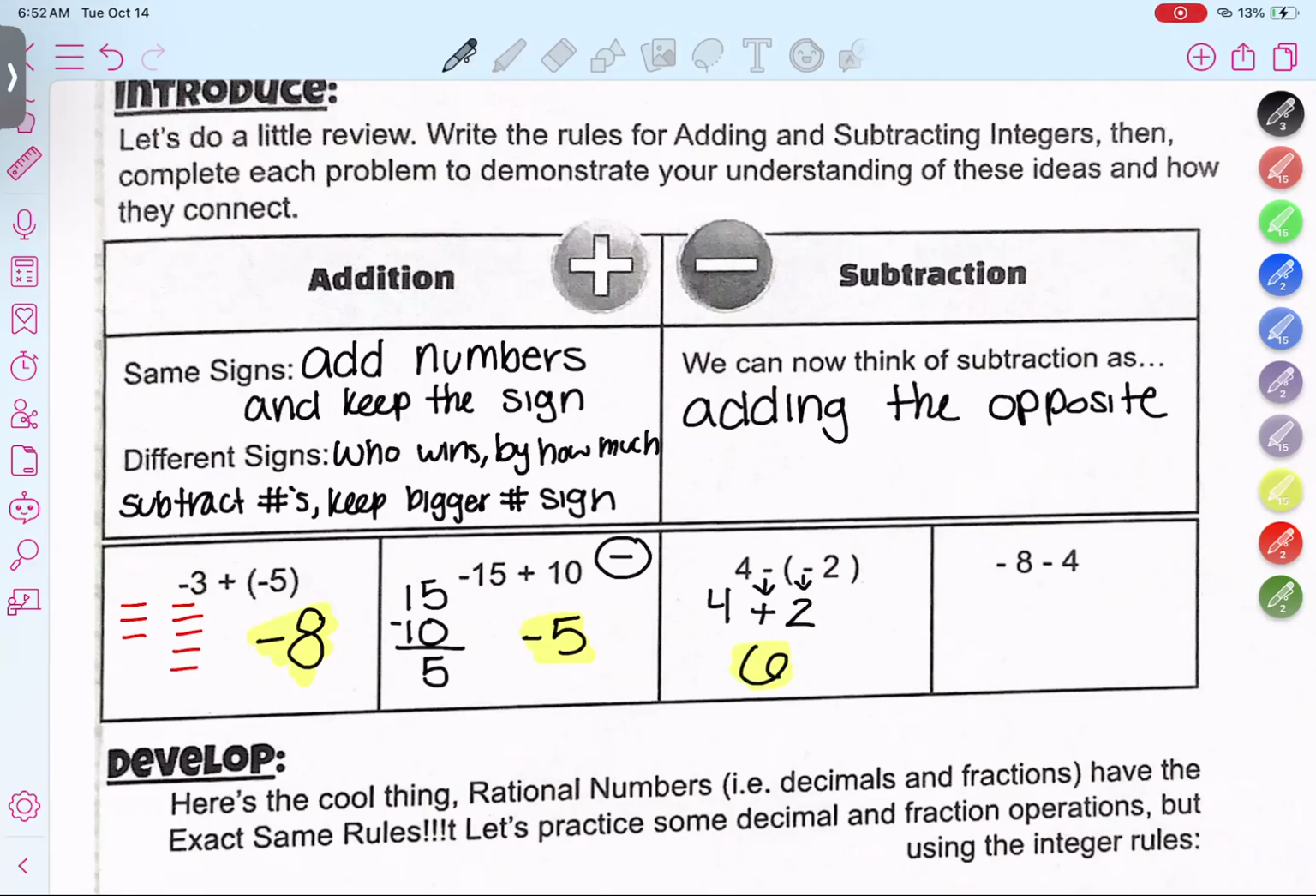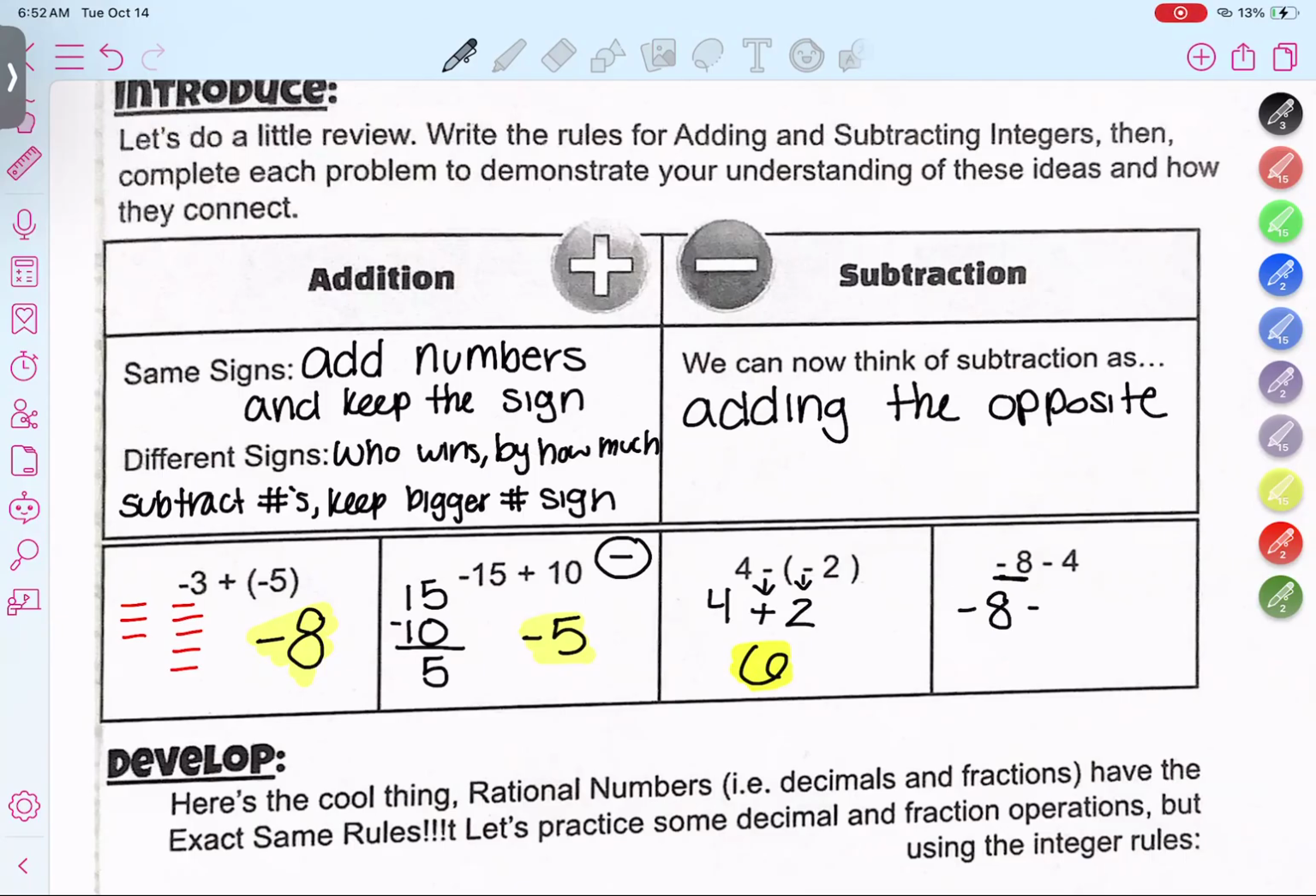So that's another way that you can think about subtraction. If addition is easier for you, you can just add the opposite. Remember, you're only changing the sign of the second number, though, not the first one. So down here at the second problem, we have a negative 8 minus 4. So we're going to keep the negative 8. That stays the same.